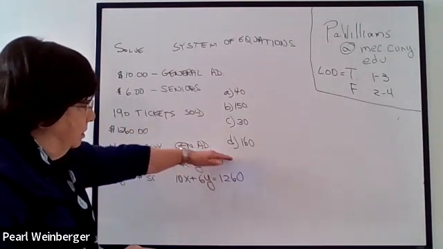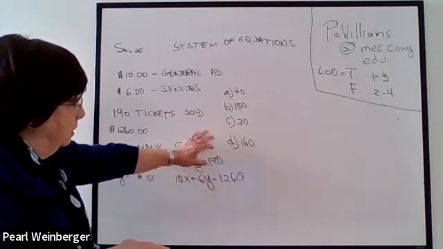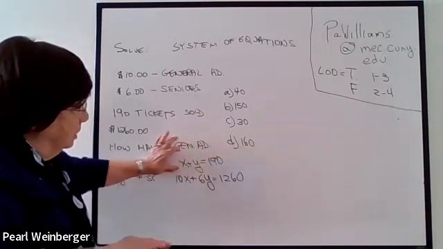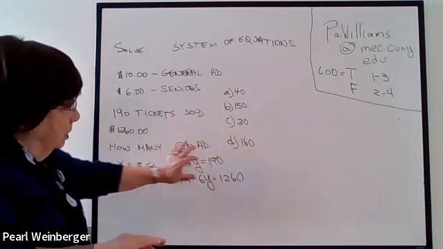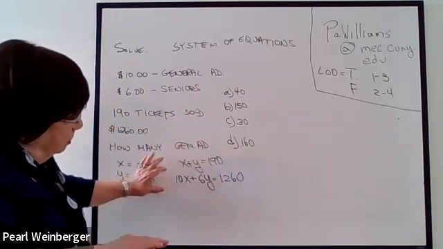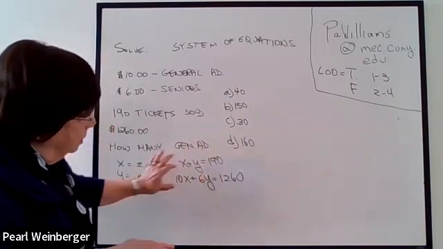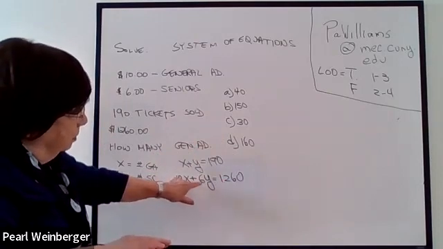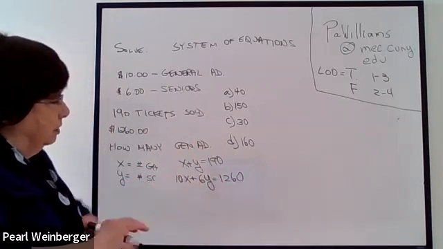Don't mix up the 1,260 with the 190. The 190 has nothing to do with money, so that goes with the equation that has no money included in it. The 1,260 has to do with the total amount of money, so that's where we have to include this $10 and $6.